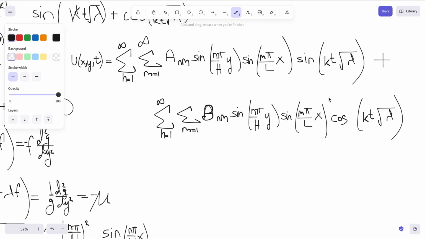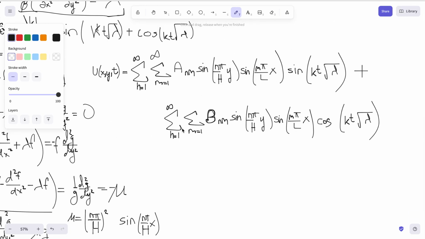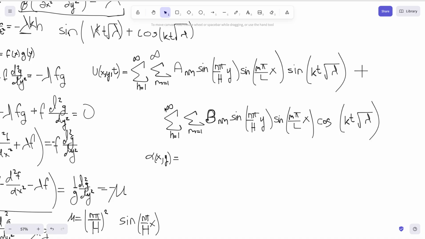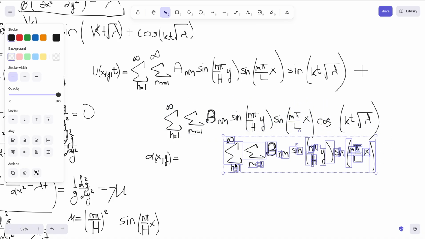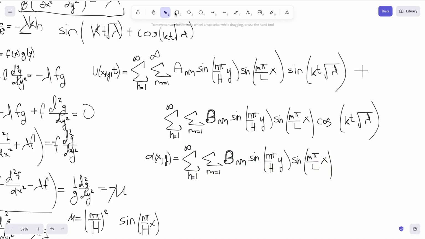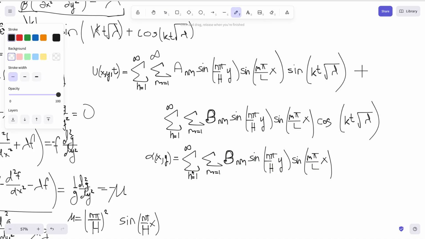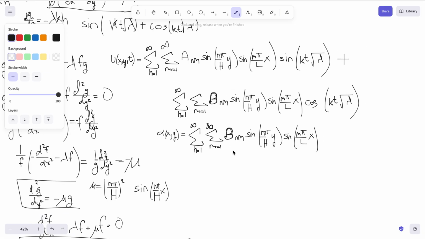And we do that by plugging in 0 here. So then this term will cancel out. This term will stay. We'll get alpha of x comma y equals this function. And we can use the methods that we've developed to figure out what our constant b sub nm is.